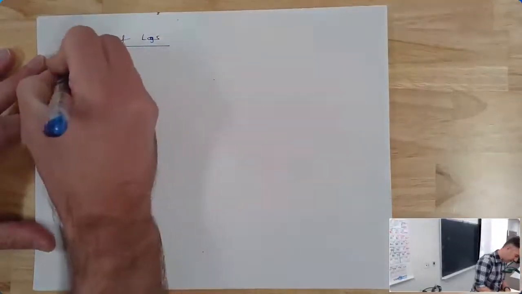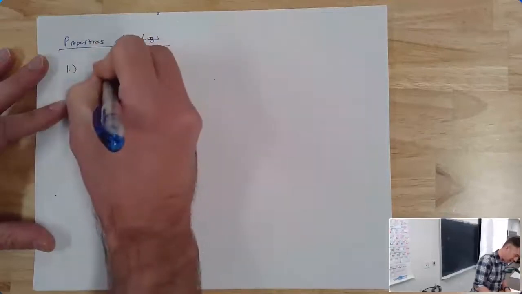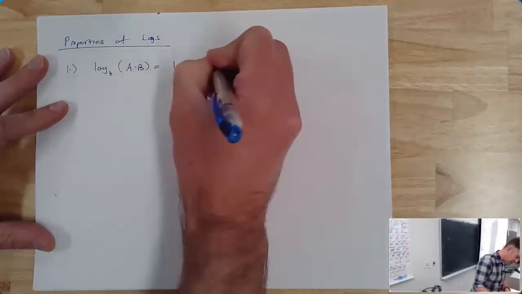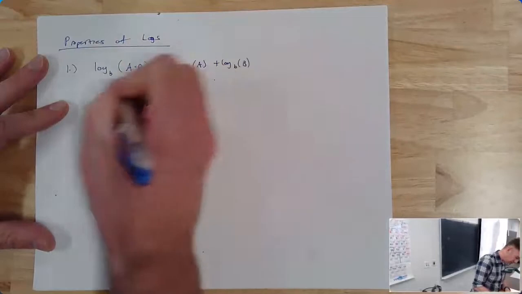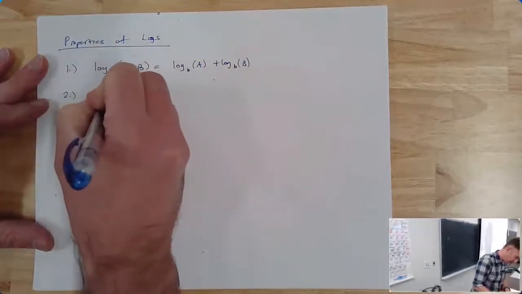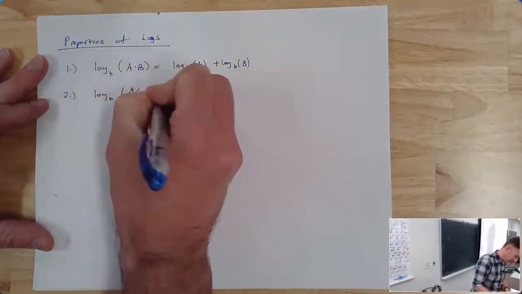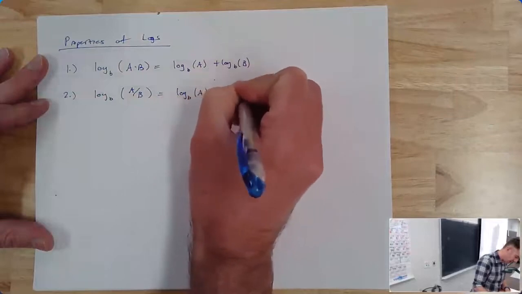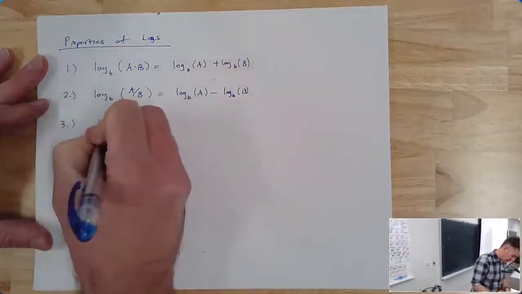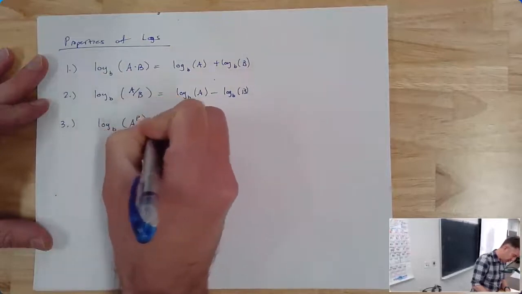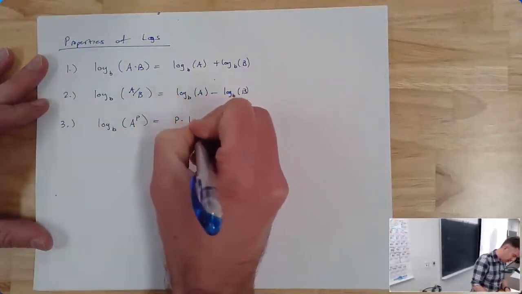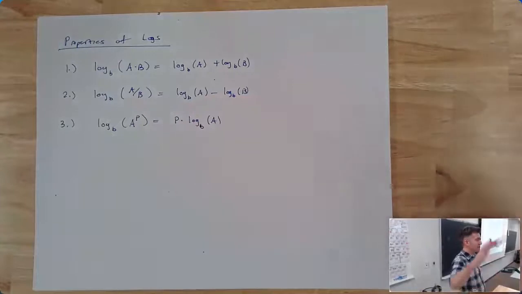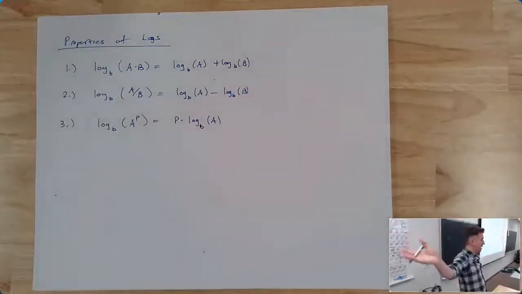If you have log, doesn't matter what the base is, log base b of a product, you can break that up as log of the first thing plus log of the second thing. If you have log base b of a quotient, you can write that as log base b of the first thing minus log base b of the second thing. And thirdly, if you have log base b of a to some power, you can bring that power down in front of the logarithm.